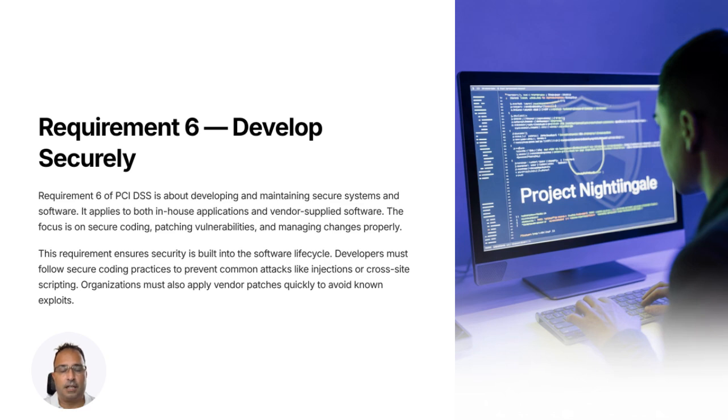Requirement 6, develop securely. Requirement 6 of PCI-DSS is about developing and maintaining secure systems and software. It applies to both in-house applications and vendor-supplied software. The focus is on secure coding, patching vulnerabilities, and managing changes properly. This requirement ensures security is built into the software lifecycle.